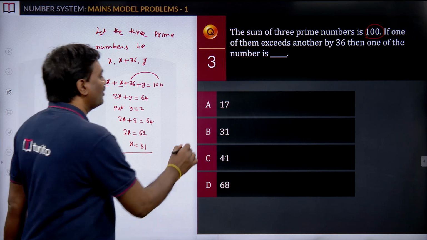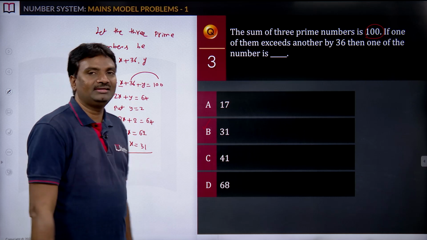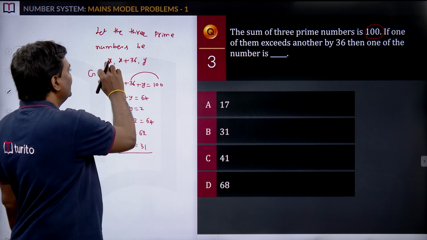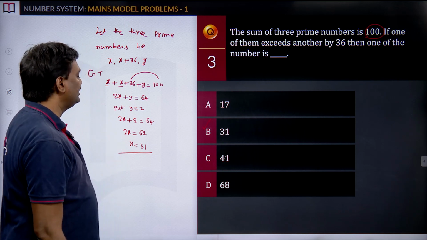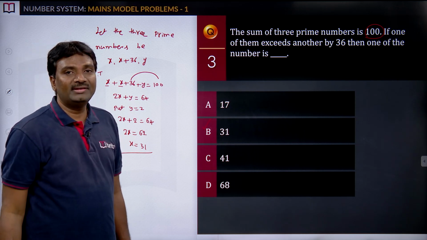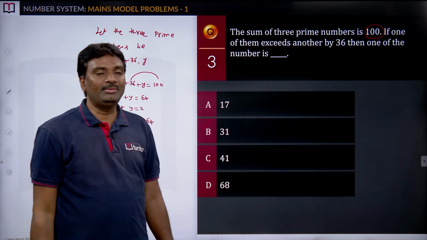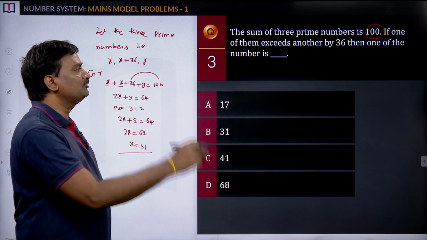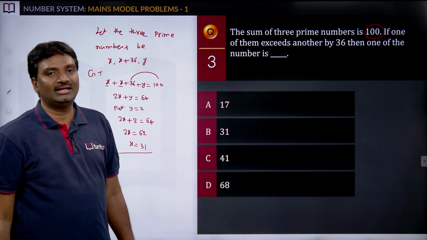X equal to 31, according to the options, we can take option B. So, that is why we can say the prime numbers are x = 31, x plus 36 = 31 plus 36 = 67, and y is 2. So, they are the prime numbers, but according to the problem we have to find only one. Then one of the prime numbers is 31.